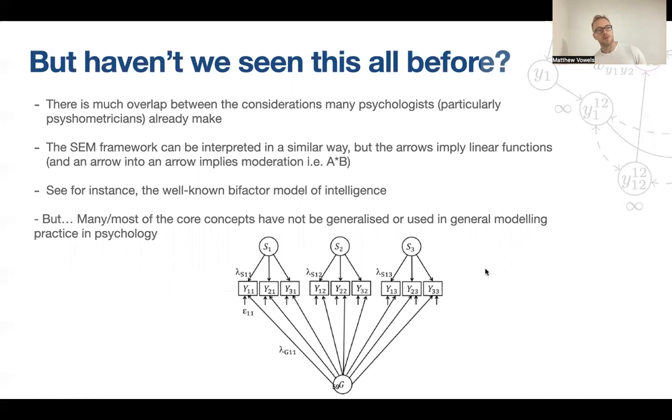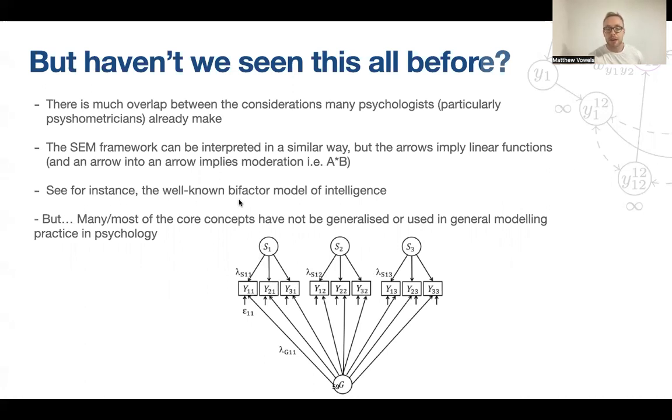I mentioned before, mediation models are a type of causal model. Also, the structural equation modeling framework can be interpreted in a similar way to directed acyclic graphs. But actually, in structural equation modeling, the arrows are almost always linear functions, whereas DAGs permit any function in theory. There are some limits there, but they're relative. They're not that important for us.